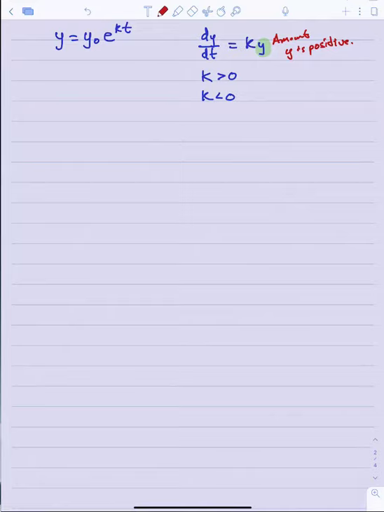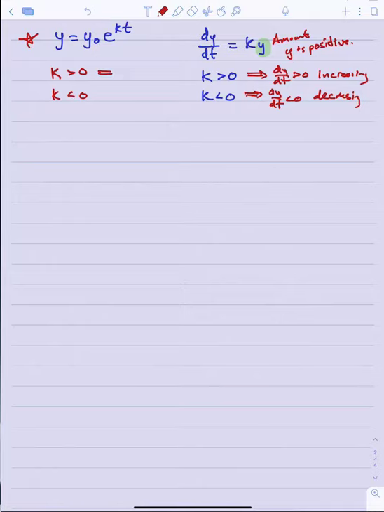Well, if k is positive and y is positive, then that means, of course, that dy dt is positive, which means I would be in an increasing situation. That is, y would be increasing. If k was negative and y is positive, then that means dy dt is negative, which means I'm in a decreasing situation. Okay, so that means when I look at this formula, now I know one more thing. I know that k, the sign of that k, determines whether I'm increasing or whether I'm decreasing. In the case when k is positive, we'll call that an exponential growth function. In the case where k is negative, we'll say that's exponential decay.